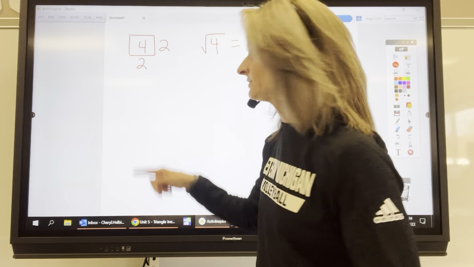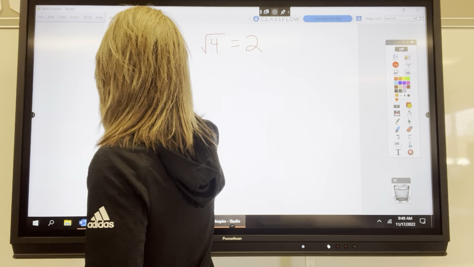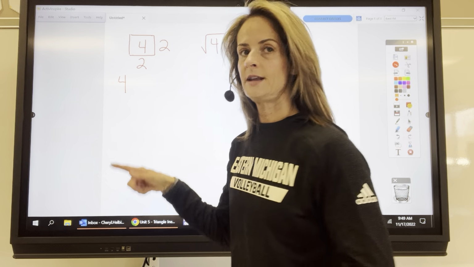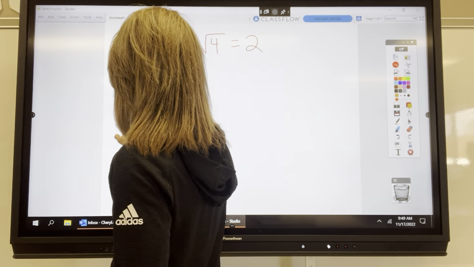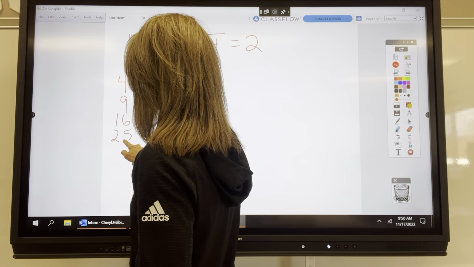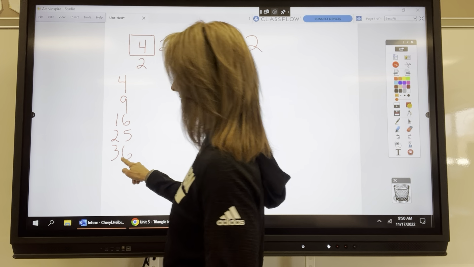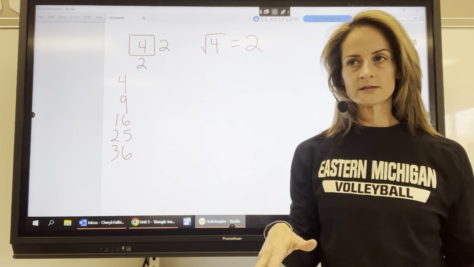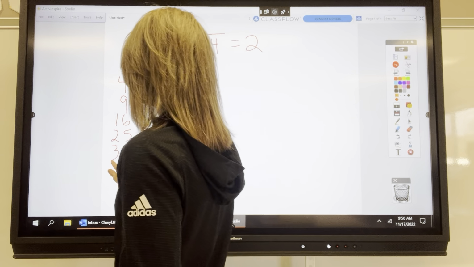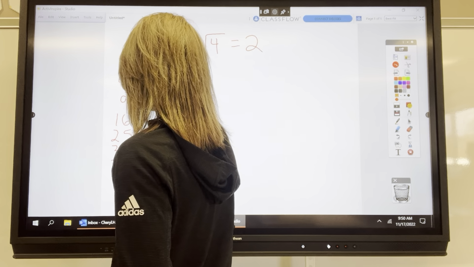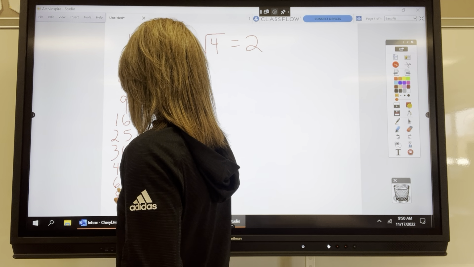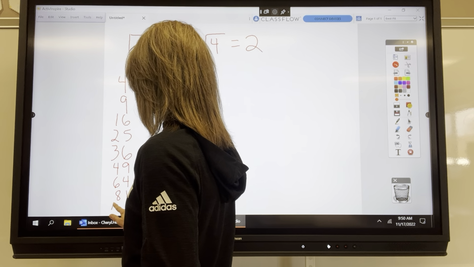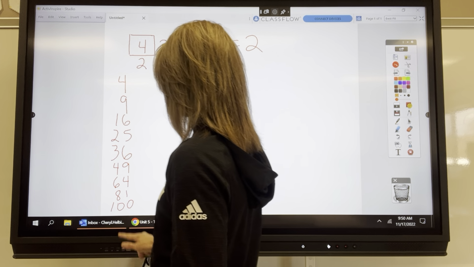Okay, so now I'm going to go ahead and list the perfect squares. So 2 times 2 is 4. 3 times 3 is 9. 4 times 4 is 16. 5 times 5 is 25. 6 times 6 is 36. This is why we just reviewed our multiplication facts. 7 times 7 is 49. 8 times 8 is 64. 9 times 9 is 81. And 10 times 10 is 100. Those are really all the ones we're going to need today.